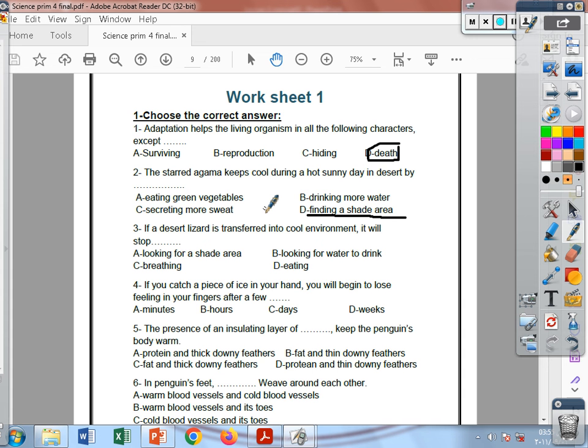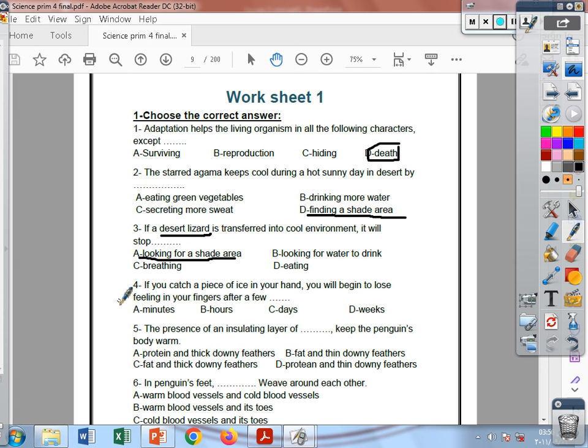Number 3, if a desert lizard is transferred into a cool environment, we note that it's a desert lizard, so it lives in the desert in the very, very hot climate. Then we moved it into a cool environment. It will stop looking for a shaded area, looking for water to drink, eating, or breathing. Think with me: looking for a shaded area, because it will already be in a cool environment.